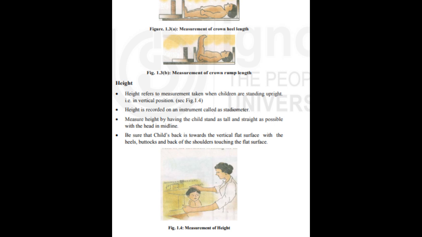1.3.4 Measurement of mid-arm circumference. Mid-arm circumference is an age-independent parameter. It is an indirect measure of muscle mass. Shakir's tape is used for mid-arm circumference. This is a plastic tape with colored zones: green, more than 13.5 centimeters; yellow, between 12.5 and 13.5 centimeters, borderline; and red, less than 12.5 centimeters.